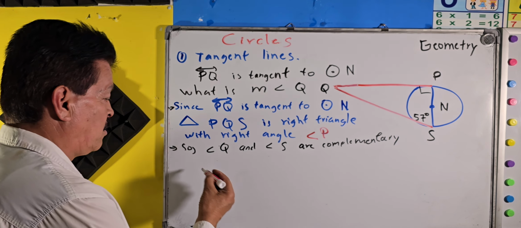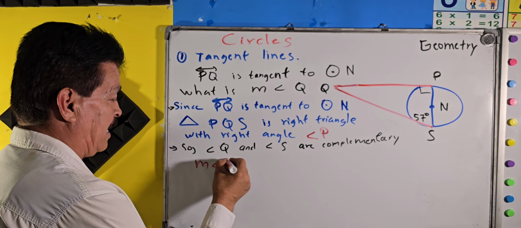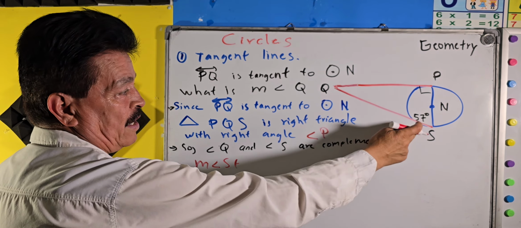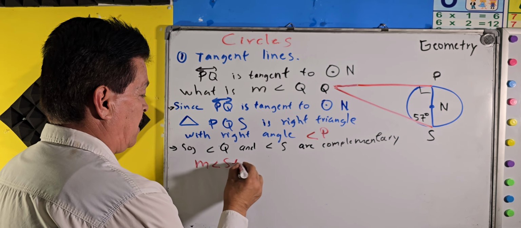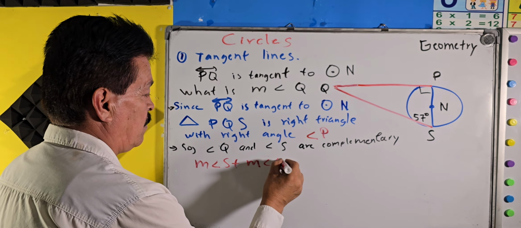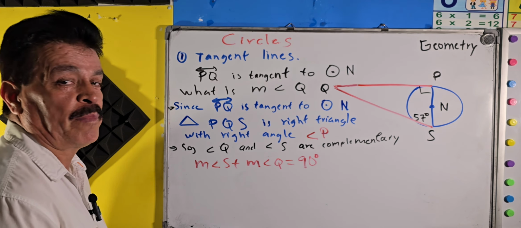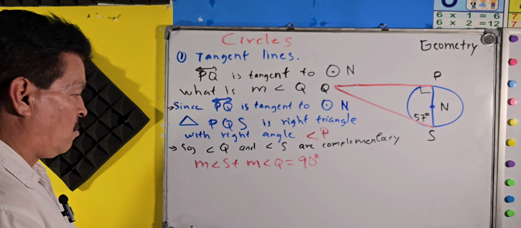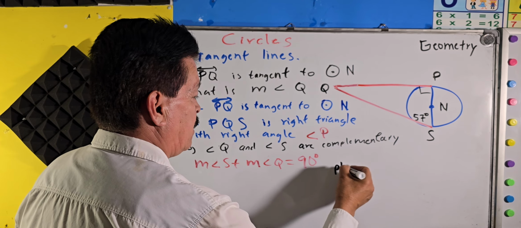So we are able to write this formula. Measure of angle S plus this one. You know right now how much that one is? It's 57, plus the measure of angle Q must equal 90 degrees. Why? Because they are complementary, I told you. Okay, so now next step we have to plug it in here.